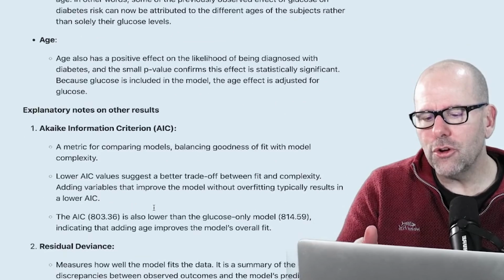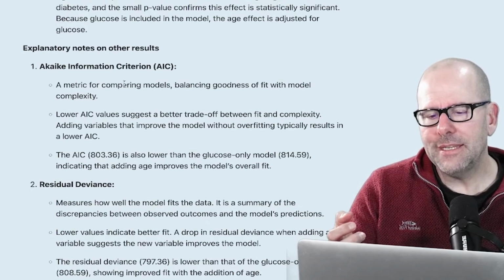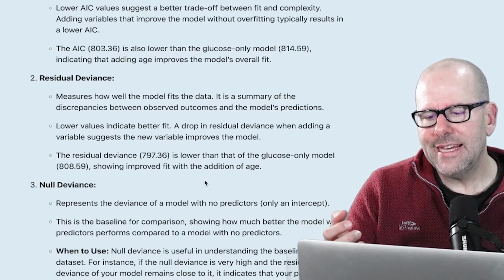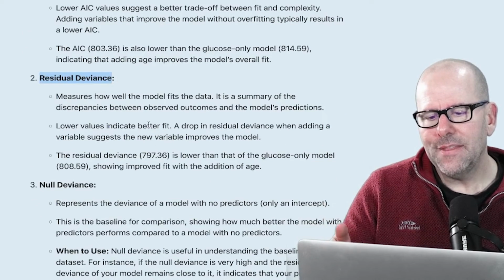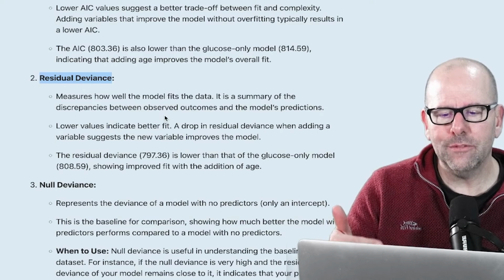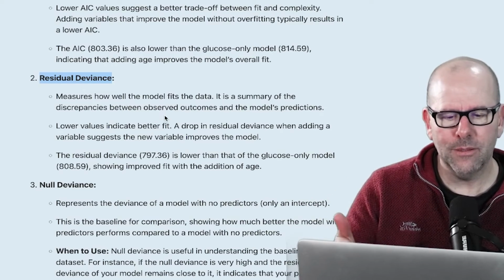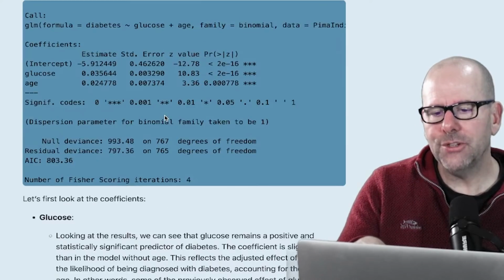Okay, I've got notes, by the way, on this page. I'm not going to go into all of that detail right now, but here's your AIC, and we talked about the fact that we want that to go down. Here's your residual deviance, and we said we want that to go down, okay? And this is a measure of how well the model fits the data. So it's a summary of the discrepancies between the observed data and the model's predictions. Okay, so that's what the residual deviance is. We want that to go down.